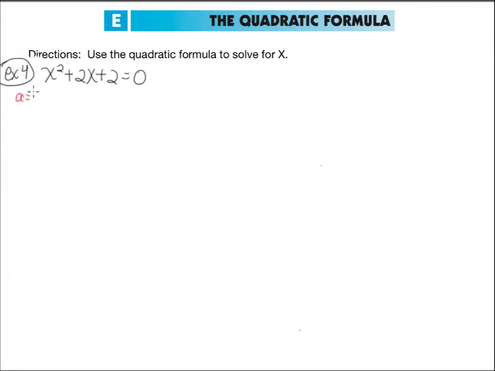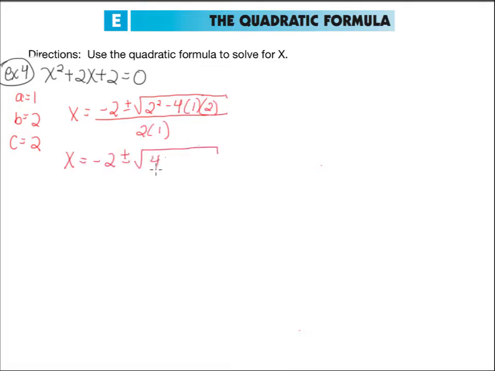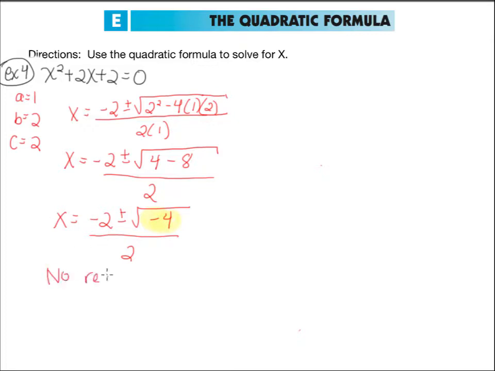Example 4: a is equal to 1, b is 2, and c is also 2. Plugging this into our quadratic formula and simplifying down, we end up with x equal to negative 2 plus or minus the square root of negative 4 over 2. Now the first thing you want to notice is we've got a negative underneath the square root. Now remember, we cannot have a negative underneath the square root. So at this point we know that this equation has no real solution.